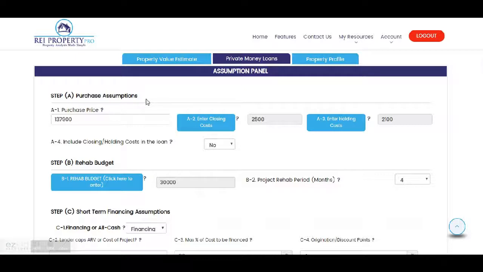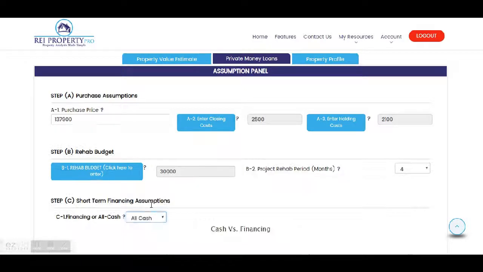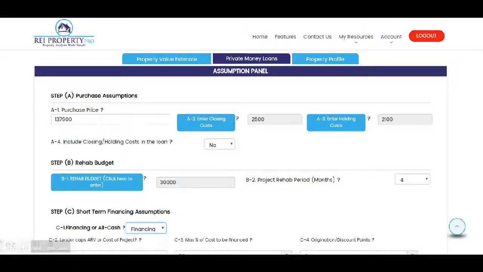Now that we have completed our purchase assumptions above, we are ready for our financing options. Here you will have two options to choose. If you're paying cash, then obviously we'll leave this as cash. But if you're financing the property using a bank loan, hard money, or even private money, then you would select financing.